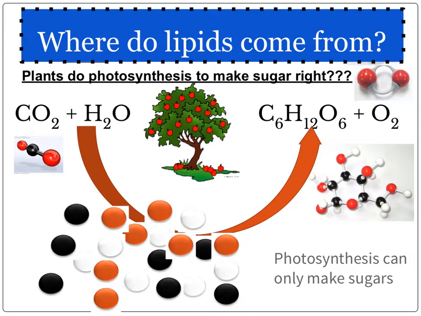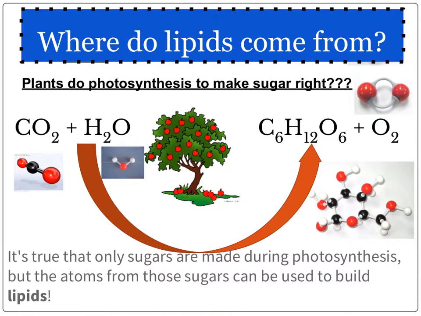I mean, we saw that in photosynthesis, you take CO2 and water, and you use the sun's energy to reconstruct those atoms. So the atoms come apart. Those atoms kind of float in a limbo for a second, and then they are reoriented as sugar and oxygen. So here's the sugar. Where's the lipid? So it's true that only sugars are able to be made during photosynthesis, but it's the atoms of those sugars that can be used to later build lipids.